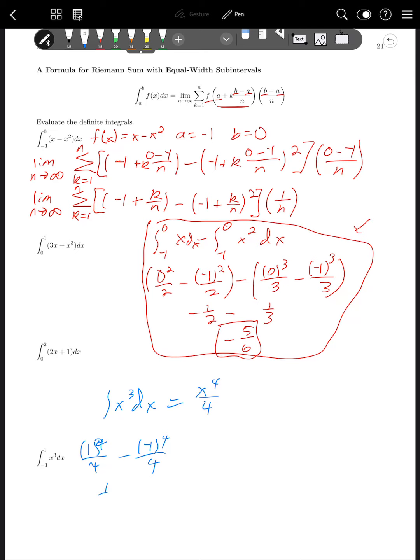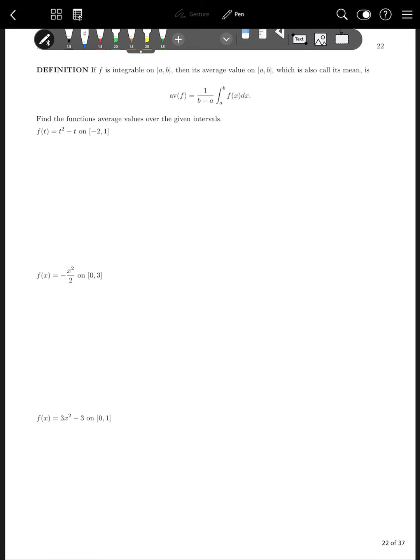And when we do that, we get 1/4 minus 1/4, which is 0. Okay, so that's the idea. Now, the last thing on here is the idea of average value of a function, which we touched on briefly in 5.1, finding an approximation for this using rectangles. But now we can do it exactly using this idea of definite integrals.